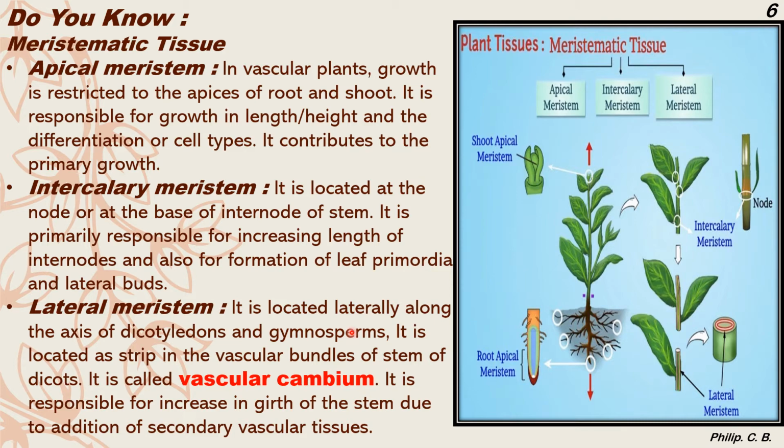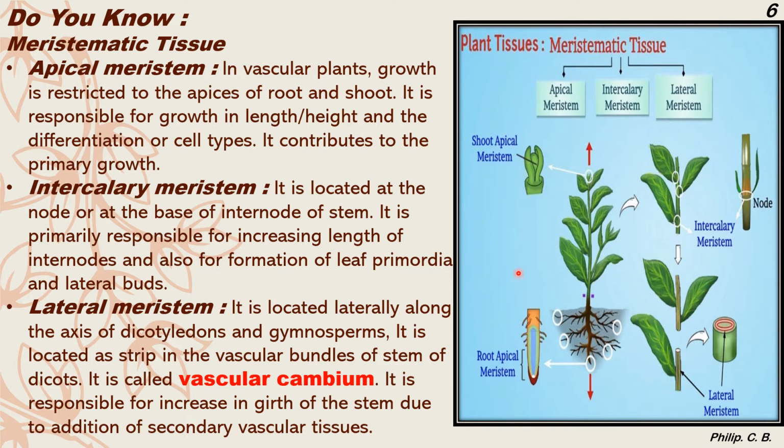Third, lateral meristem. It is located laterally along the axis of dicots and gymnosperms. It is located as a strip in vascular bundles of a stem of dicots. Now, the lateral meristem is mainly found in the axis of dicots and gymnosperms, and in the case of dicots, mainly it is present as a strip region in vascular bundles called vascular cambium. It is responsible for the increase in girth of the stem due to the addition of secondary vascular tissue.